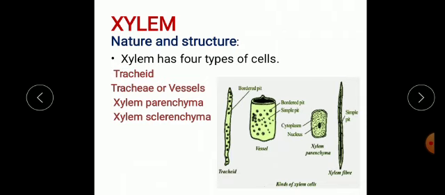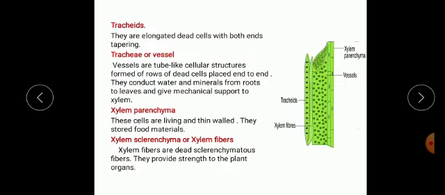Xylem. Nature and structure. Xylem has four types of cells, tracheids, trachea or vessels, xylem parenchyma and xylem sclerenchyma. Tracheids. They are elongated dead cells with both ends tapering. They help in the conduction of water. Trachea or vessels. Vessels are tube-like cellular structures formed of rows of dead cells placed end to end. They conduct water and minerals from roots to the leaves and give mechanical support to the xylem.